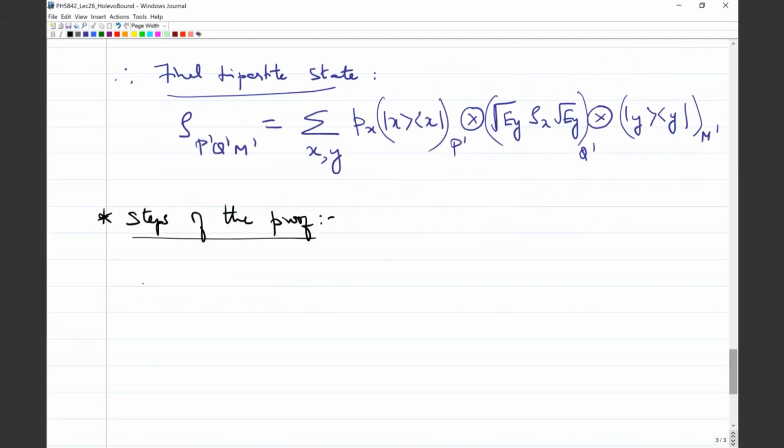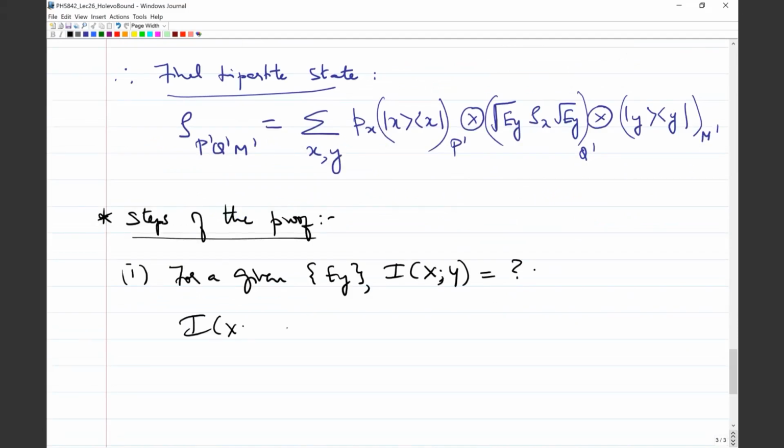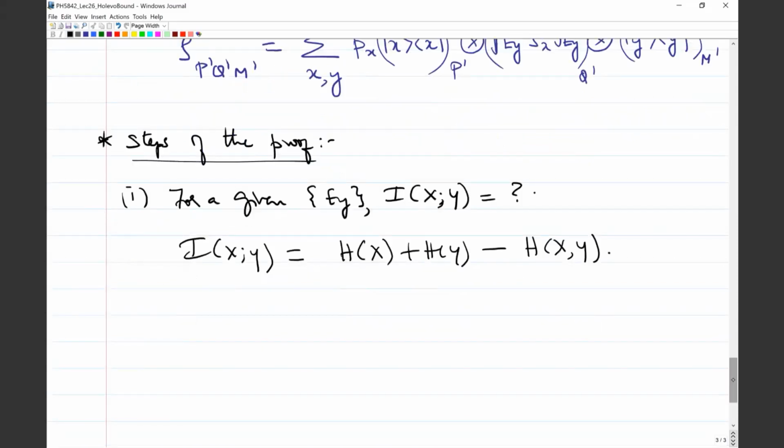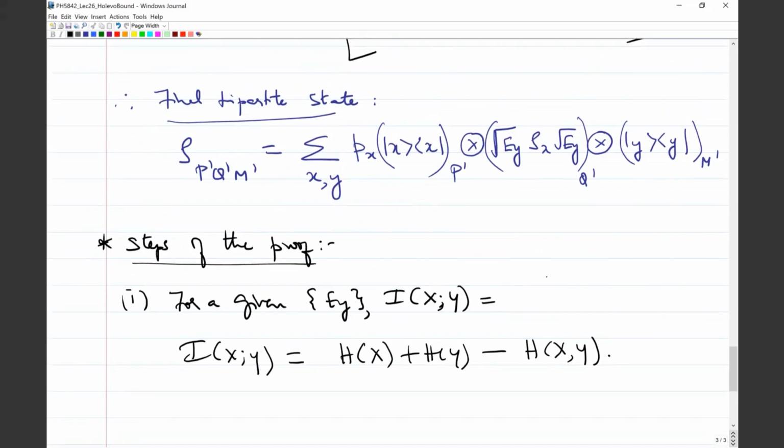So first, for a given POVM Ey, what is this quantity, the classical mutual information between X and Y? How do I actually quantify this? The classical mutual information, if you recall the definition, is simply the Shannon entropy of X plus the Shannon entropy of Y minus the joint entropy. So I'm going to claim that for a given POVM, this mutual information is nothing but the quantum mutual information.